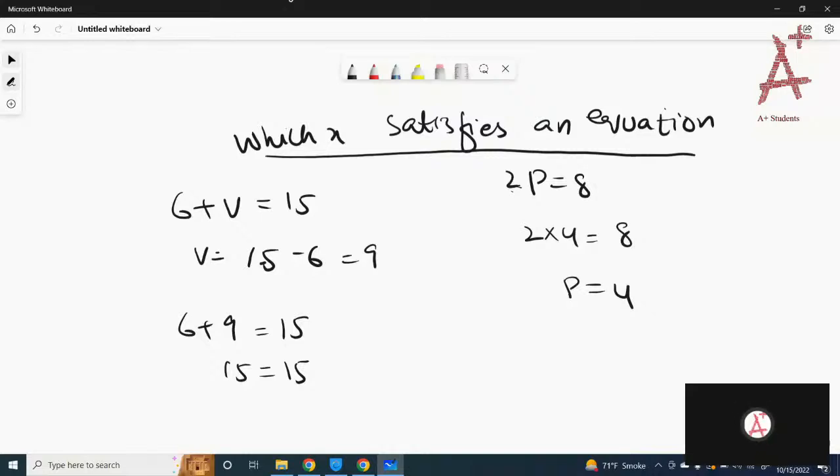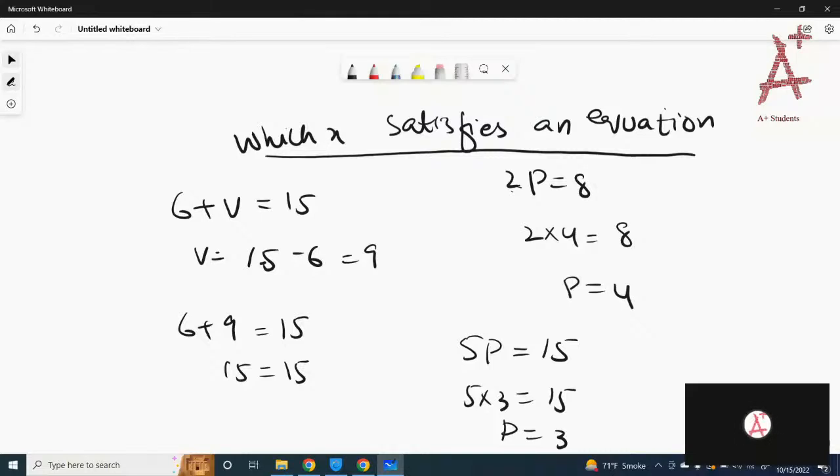Okay, the next one is 5p equals 15. So p is a number that is multiplied by 5 and makes 15. You need to think of a number that when multiplied by 5 makes 15. So 5 times what number makes 15? 5 times 3 makes 15, isn't it? That means p equals 3. Got it?